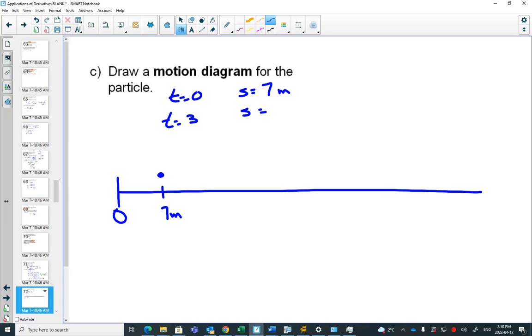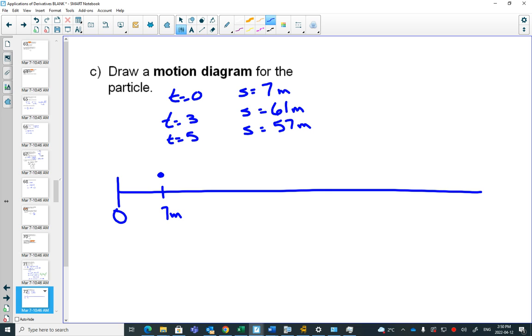So quickly going to plug this in. 27 minus 108. Oh my goodness. It's 61 meters, thank you. And then at t equals 5, sorry, 57 meters.